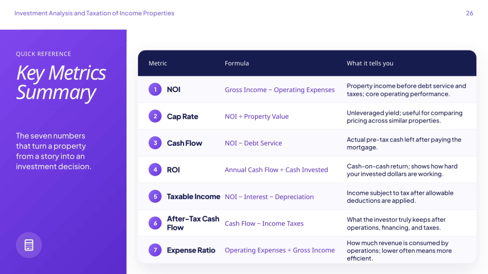Finally, the expense ratio, operating expenses divided by gross income, shows how much revenue is consumed by operating costs. A lower ratio often indicates greater efficiency. These metrics are a quick reference guide to understanding the financial health and potential of an income property.